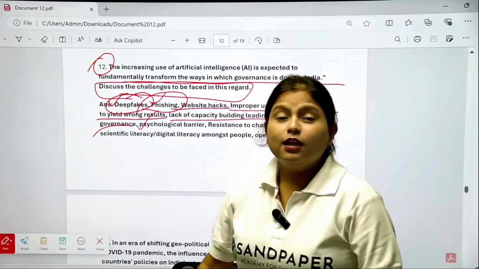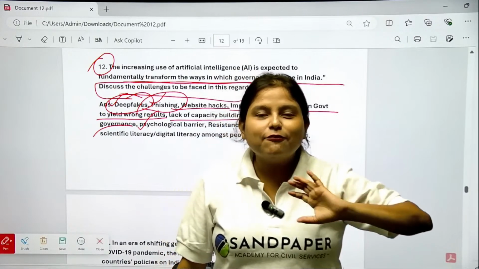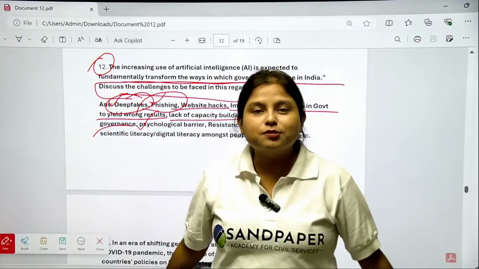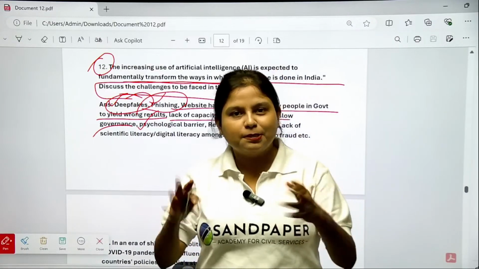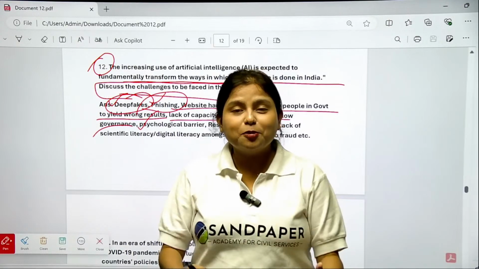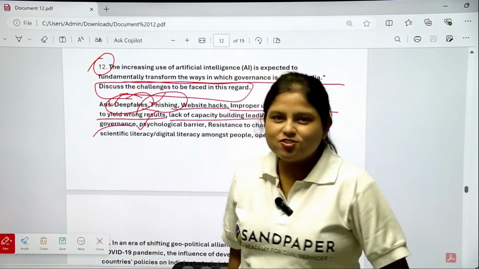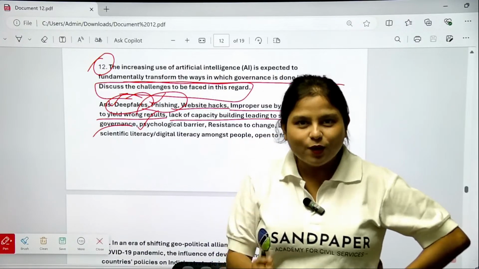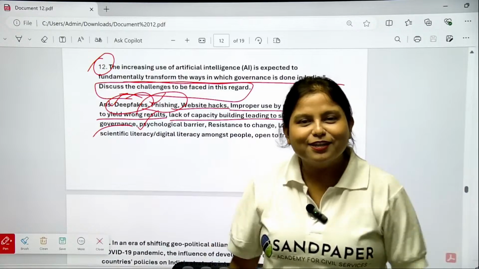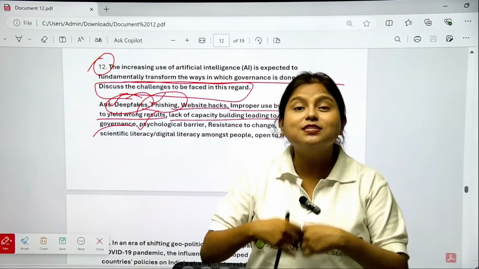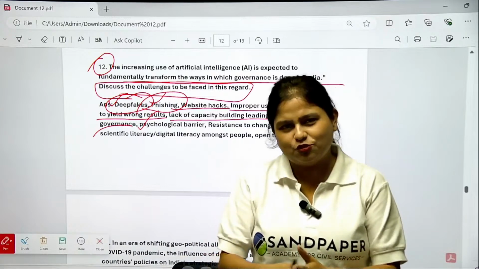Psychological barrier. When the first computer was introduced in the banking system, about 80% of people from some certain banks resigned and took voluntary retirement. Why? Because they were not able to cope up with the technology. So what is psychological barrier? Thinking that AI is all a myth or not real. That is one very common attitude we have in government, especially among the senior people who have 1 or 2 years left for retirement and all.